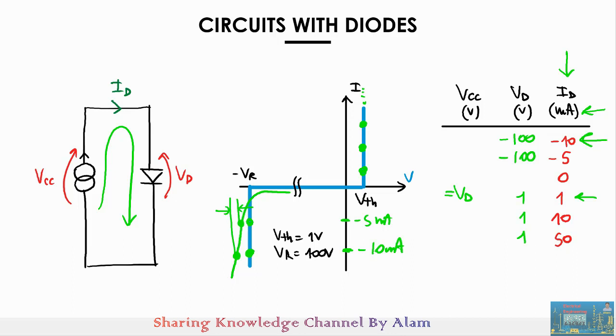Finally, let's look at the current equal to zero. What happens in this point? In this case, the diode is off because the current is zero, and the voltage is undetermined, as it could be anywhere between minus 100 and 1 volt, according to this IV curve. If you look at this IV curve, we have zero current in this whole region. So that means that the voltage could be anywhere between minus VR and the threshold.